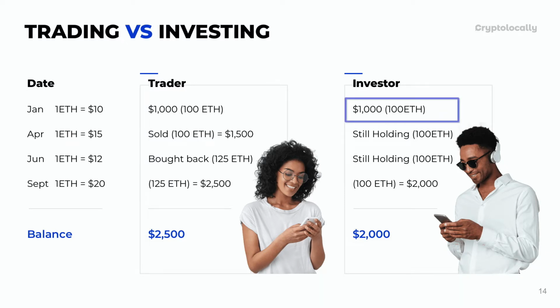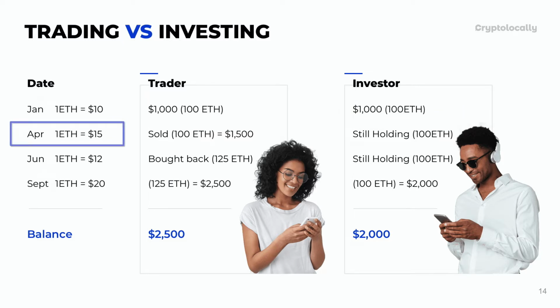So as of April, the trader noticed that ETH has gone up and increased in value to $15, and he decided that this place is a resistance. Don't worry if you don't understand what resistance is. We are going to be talking about it later in the course. Okay, he noticed this place is a resistance. There's a lot of supply in that region, so most likely the price will drop.